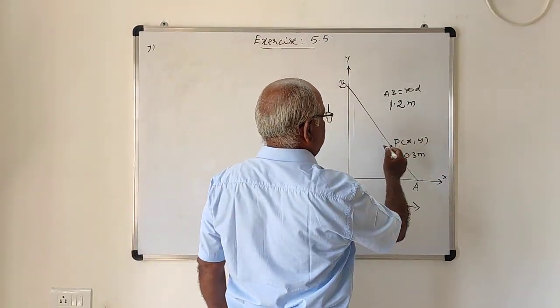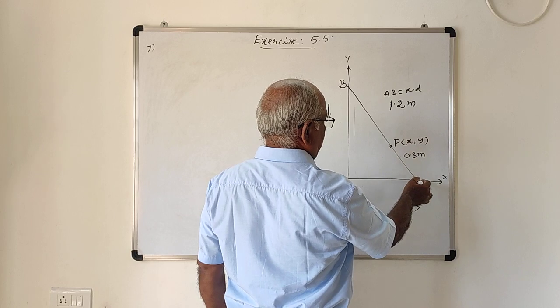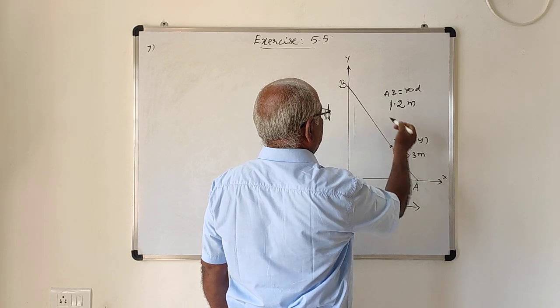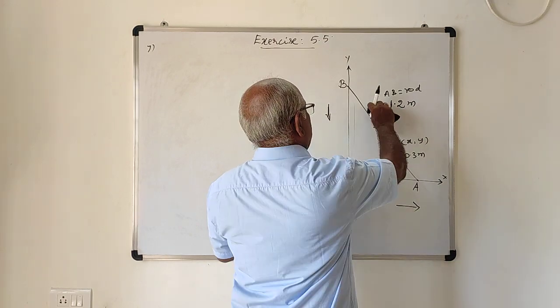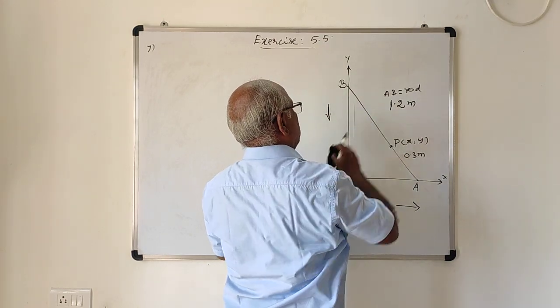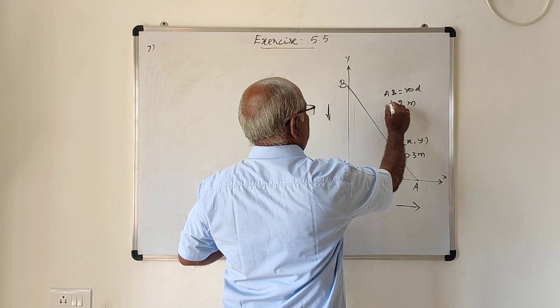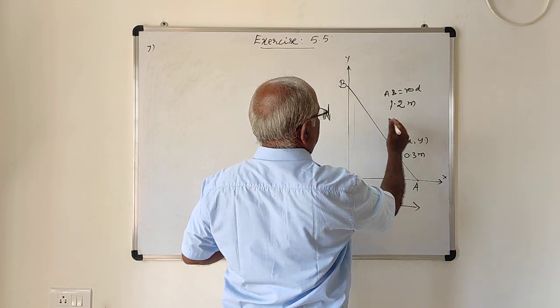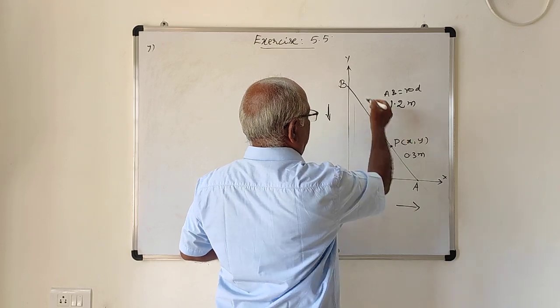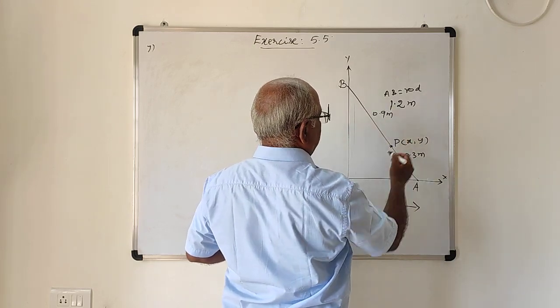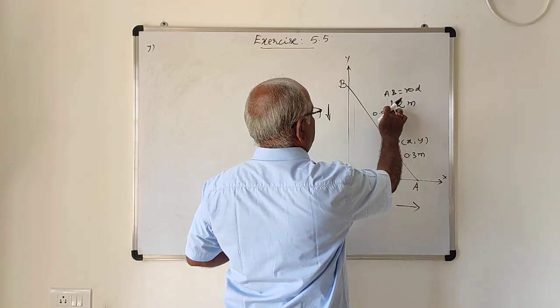P(x, y) is a point on the rod. From the end A, it is 0.3 meter. Therefore, the remaining part is 0.9 meter, because the total length is 1.2. 1.2 minus 0.3 is 0.9 meter. So BP is 0.9 meter, AP is 0.3 meter, totally 1.2 meter.